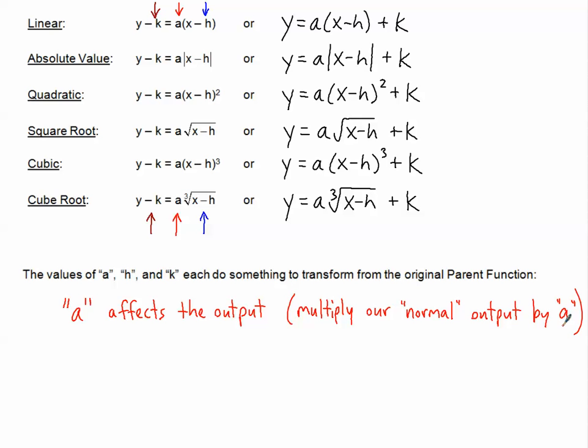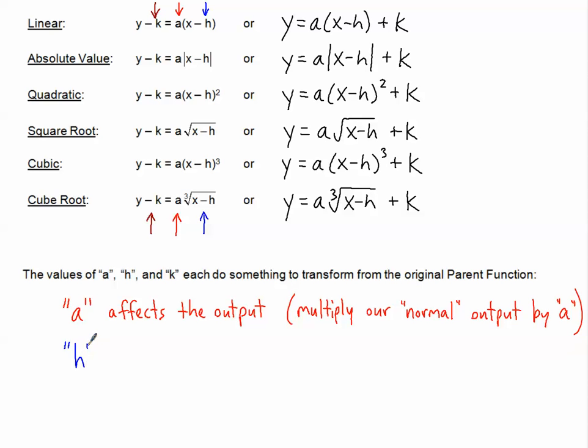So what we do with A is we take what our normal outputs are going to be, and that depends on what parent function we're talking about, and we multiply those by whatever A is. Okay, so that's what A is, and we'll look at that.